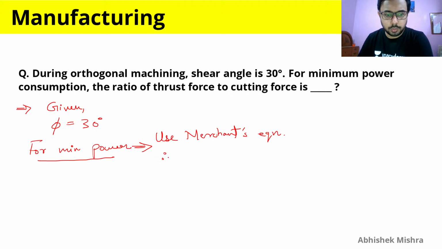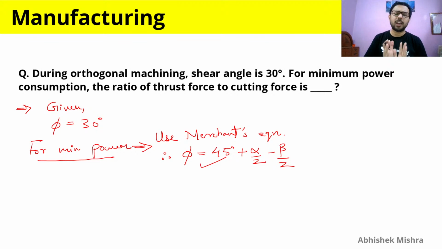Therefore, we will have phi equal to 45 degrees plus alpha by 2 minus beta by 2. Okay, so this is the merchant equation. Why we are using it?